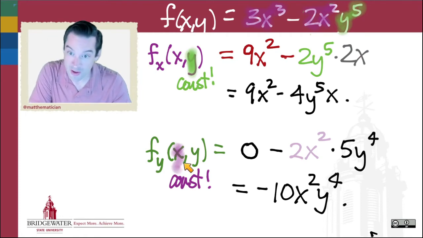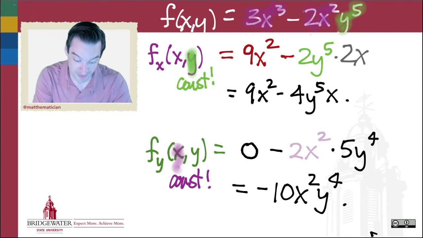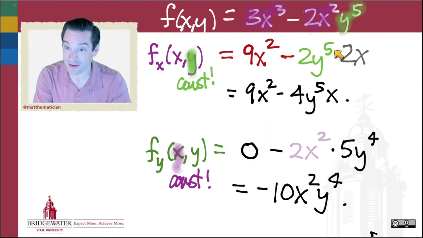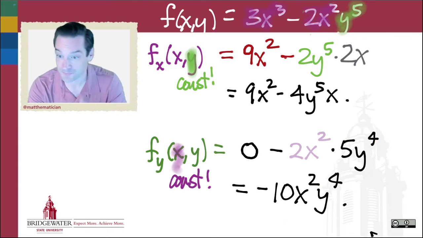Similarly, but with the shoe on the other foot, when y is my variable and I'm finding the y partial derivative, then x needs to be treated like a constant. And in that perspective, this entire first term, 3x to the power 3, is a constant, and so its derivative with respect to y is just 0. Similarly, this 2x squared is now a constant multiple attached to this y to the 5th. And so the derivative of 2x squared y to the 5th with respect to y is 2x squared times the derivative of y to the 5th, which is 5y to the 4th. And then we simplify that out.